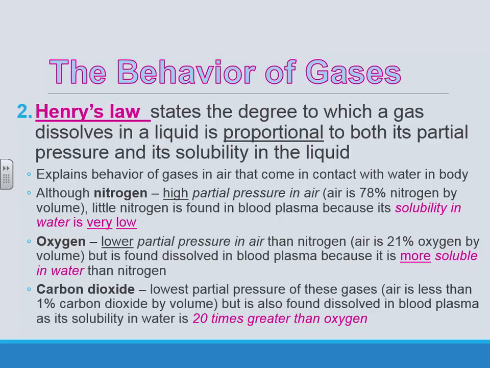Yes, most of it is on the red blood cell, but you do have a slight amount of the oxygen dissolved in the blood plasma. Carbon dioxide, of the three, has the lowest partial pressure, so air is less than 1% carbon dioxide by volume, compared to 78% of the air that is nitrogen. It's also found dissolved in the blood plasma because its solubility is 20 times that of oxygen. So carbon dioxide can dissolve much more efficiently, 20 times more than oxygen.